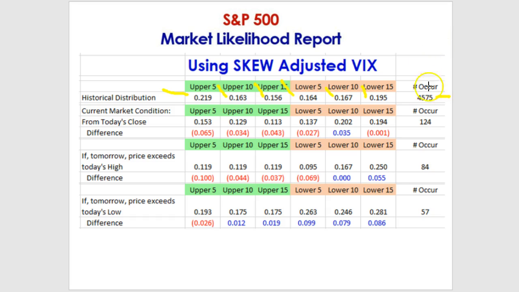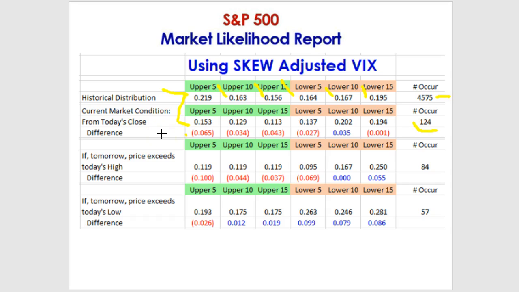Now, when we go to the occurrences, and this does not include consecutive occurrences, there are 124 non-consecutive occurrences of our current market condition. Look at this. The upper 5-day band was struck 15.3% of the time. That's less than the benchmark of 21.9, and we can see that negative number in red.